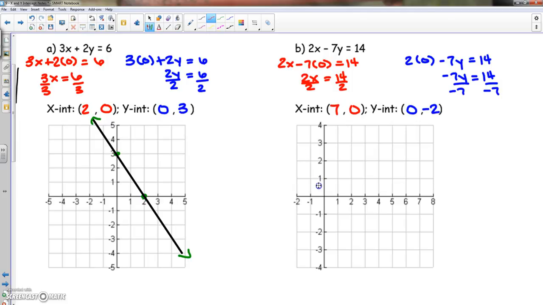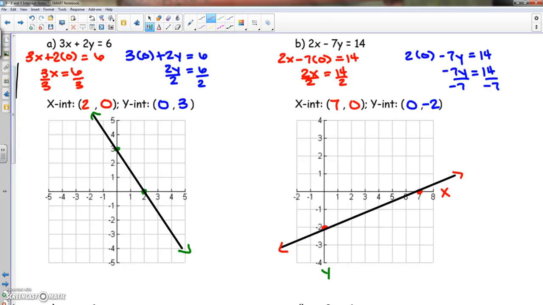So for my x-intercept, this one right here is my x-axis. And the one going vertical is my y-axis. Okay, so I'm going to go right 7 because it's positive 7 for x. And I'm going to go down 2 on my y-axis because my y-intercept is negative 2. So now I can connect those 2 dots and get a rough idea of what my graph is going to look like. Okay?